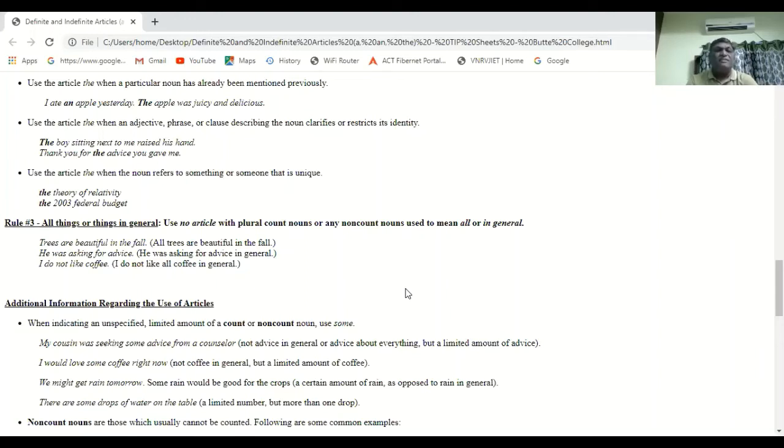Use the article "the" when an adjective or phrase is describing the noun you are talking about. For example, you are talking about the boy. Suddenly if you say "the boy," whom are you talking about? You have not given any reference about that boy. "The boy sitting next to you." Now you have given reference. The boy sitting next to you always disturbs me. The boy sitting next to me always disturbs me.